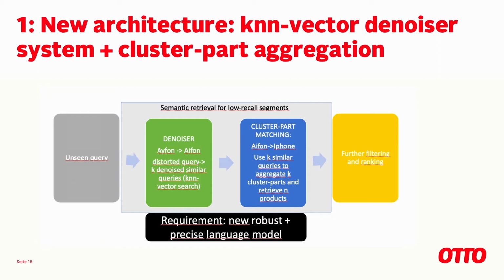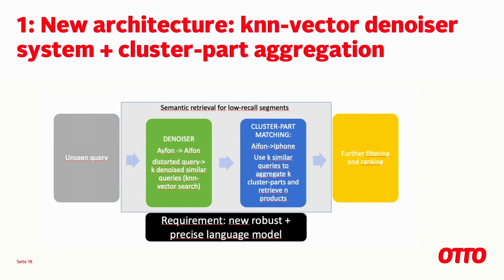So the first part is that the unseen query comes in, we assume it is a distorted query, and we denoise it to k similar queries, so k and n vector search. We say these are the similar queries that we know, and we aggregate about 6 million queries for that. So that's really a good distribution of what our customers want from us, and we cover nearly everything with it. And the second system is a bit of a trick.